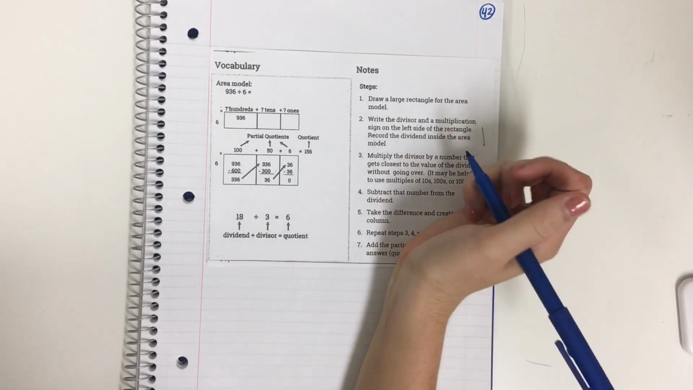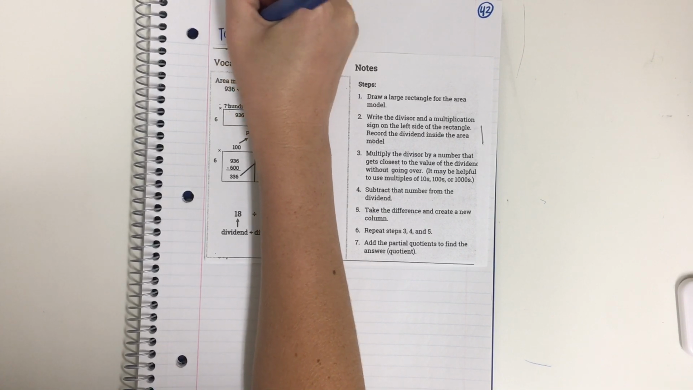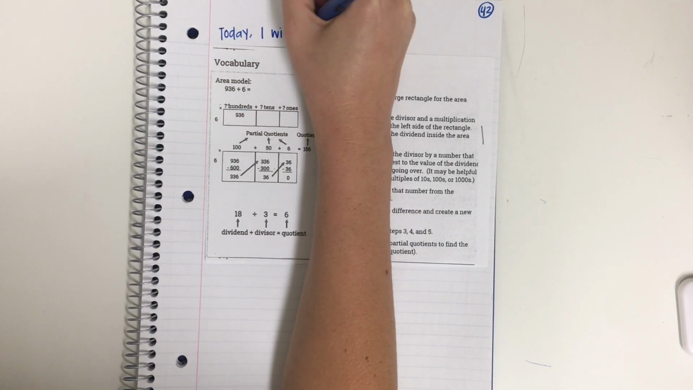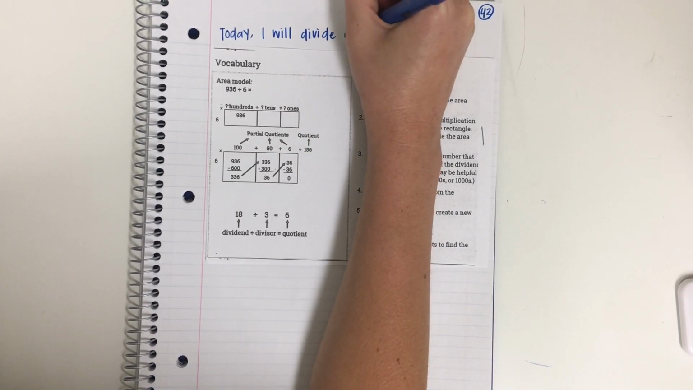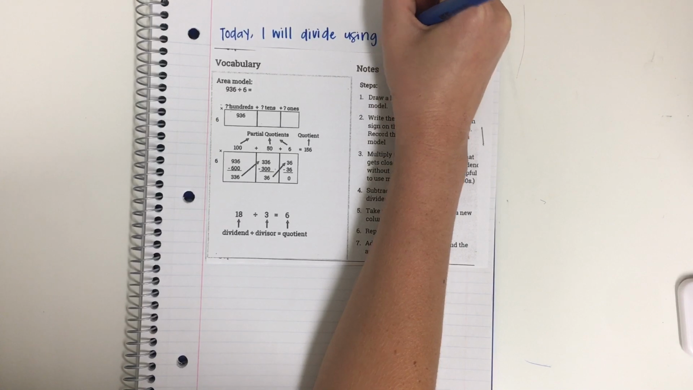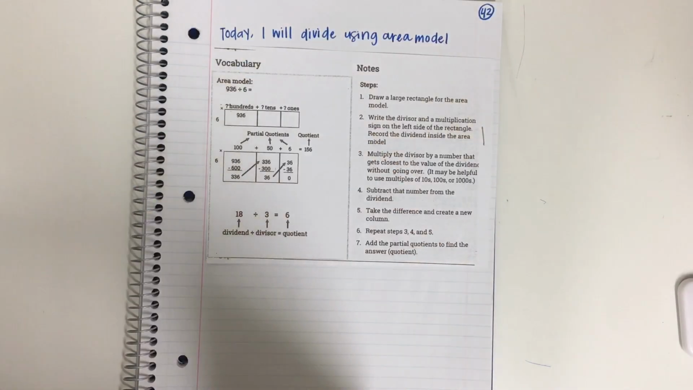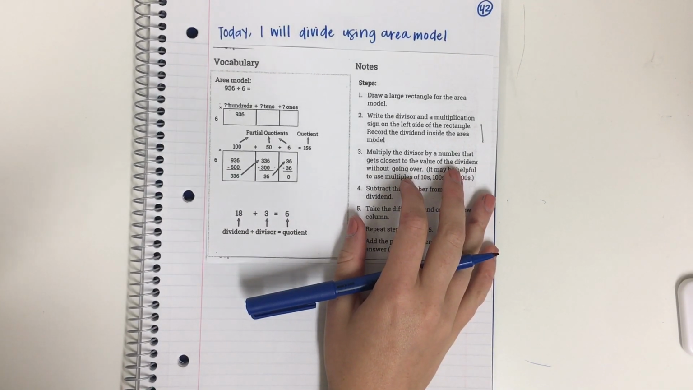Okay, so here we go. Let's write our objective. So we're going to write today: I will divide using area model.